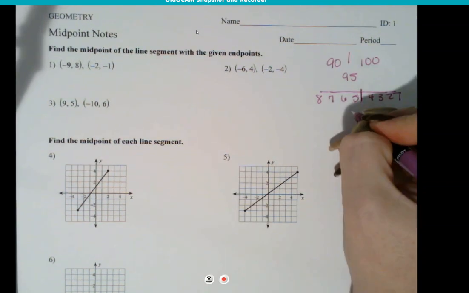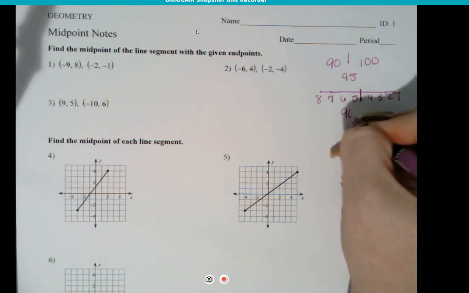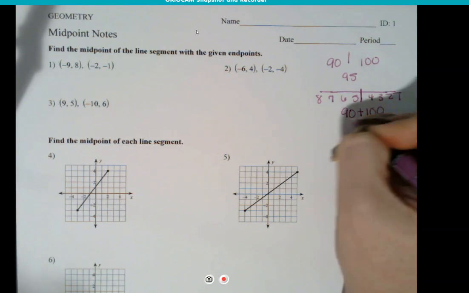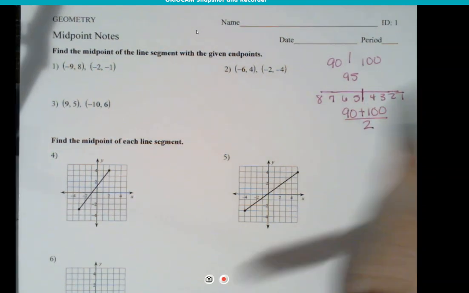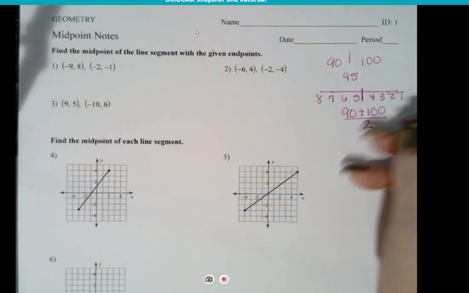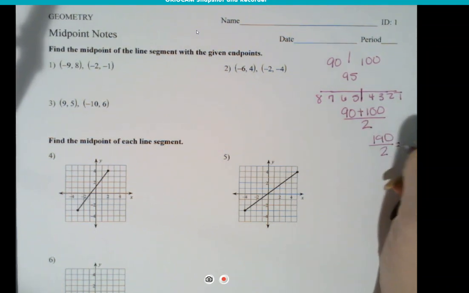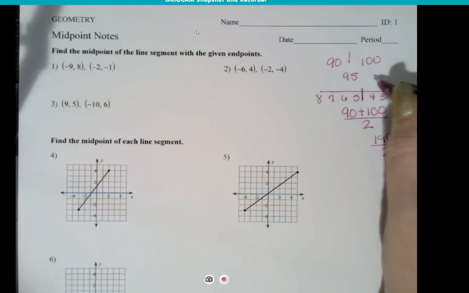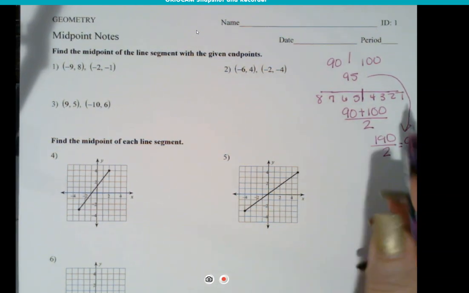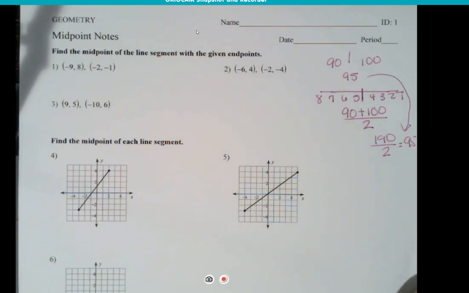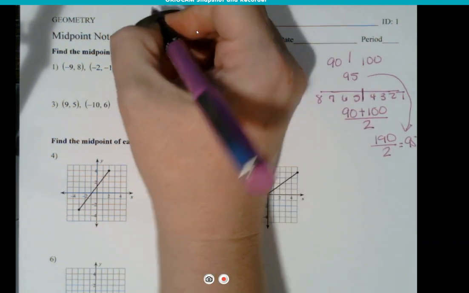If I were to average 90 and 100, I would say 90 plus 100 and then divide that by 2 because there are two values. Then I would get 190 and divide that by 2, and that would give me 95. So mathematically, that's how to find the middle if we can't just count it. The midpoint formula says the same thing.